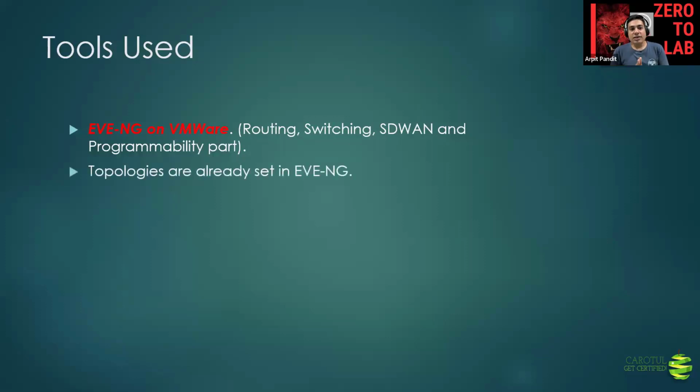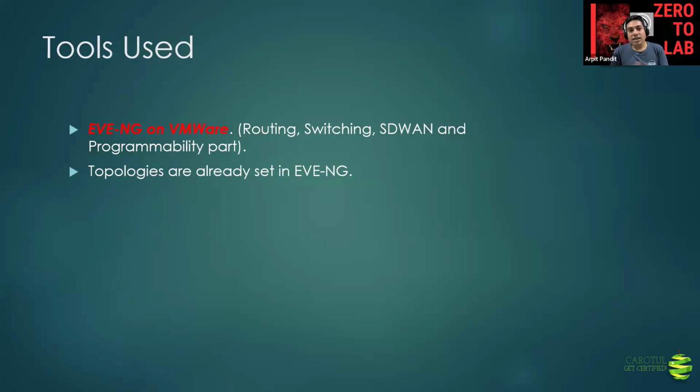Now, in EVNG, topologies are already set. Basically, the OVA file that we have shared in the welcome email, and I'll show you that also in a minute, has all the configuration already set up. So when you import it into VMware, you will have a working EVNG already there with the proper IOSs installed and licenses configured for those IOSs for Cisco, and all the topologies that we are going to use, at least initially.